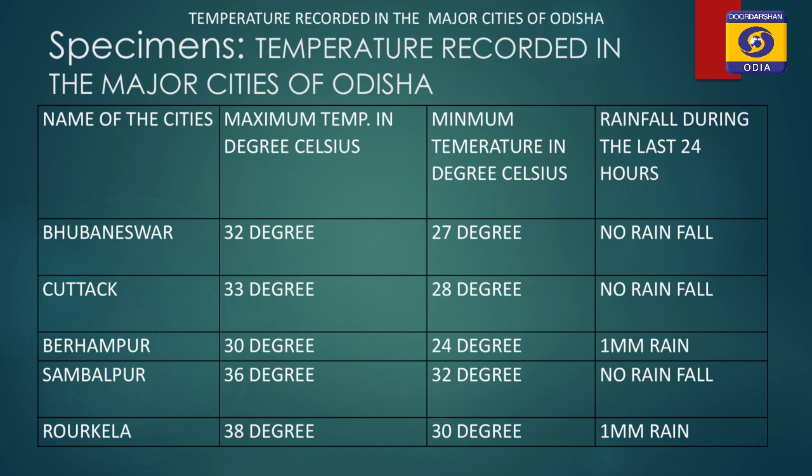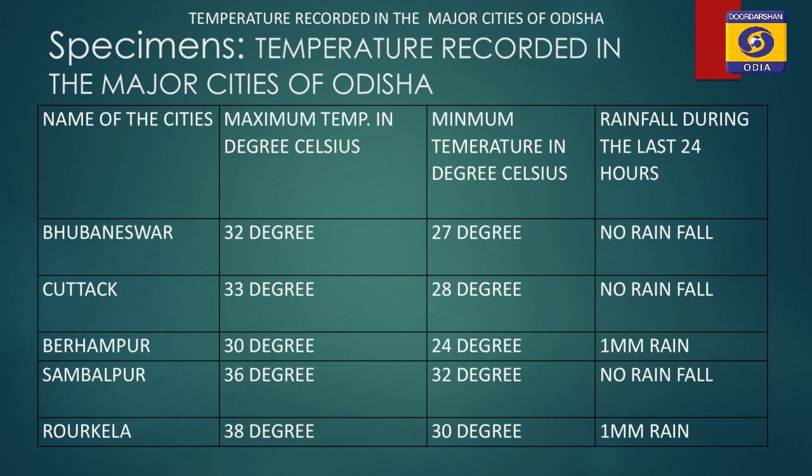One column has been named name of the cities, one column has been named maximum temperature in degree Celsius, the third column has been named minimum temperature in degree Celsius, and the last column has been named rainfall during the last 24 hours. So, each column has got a head. That means, under these heads we have to put in data.